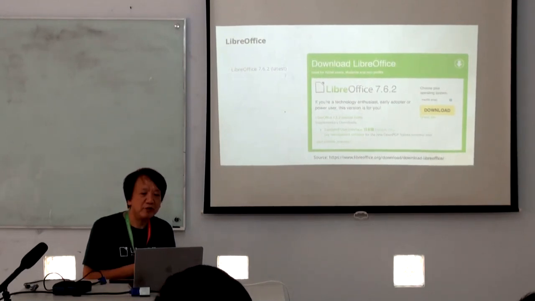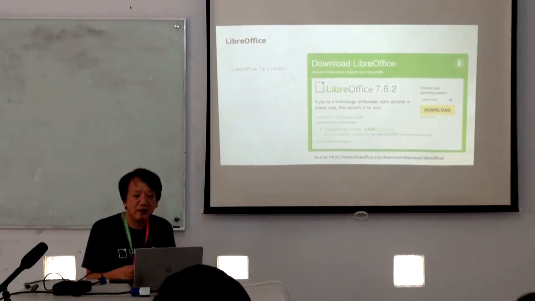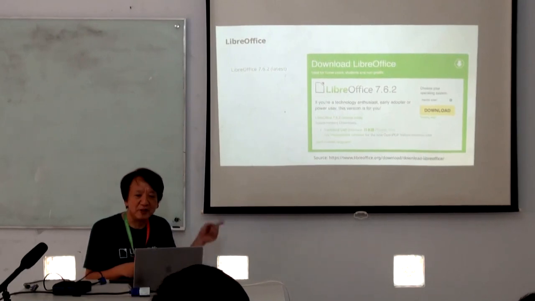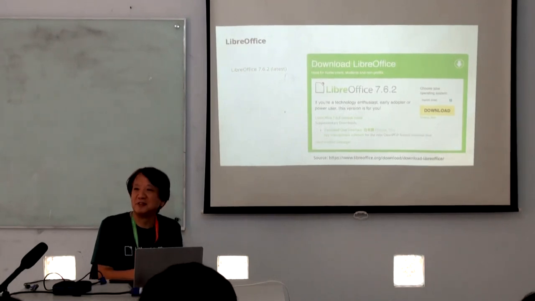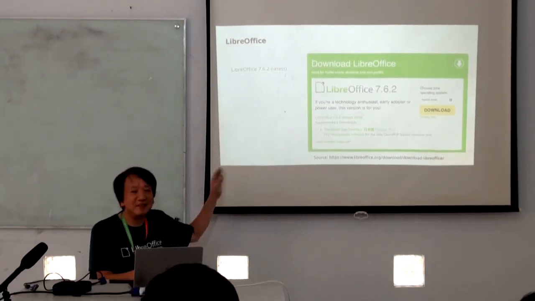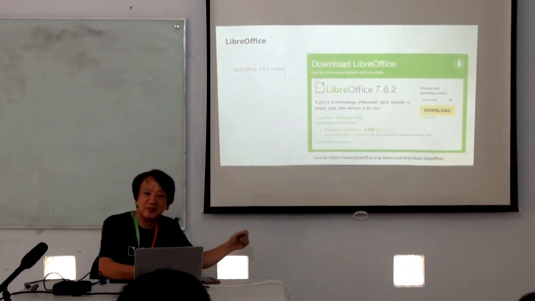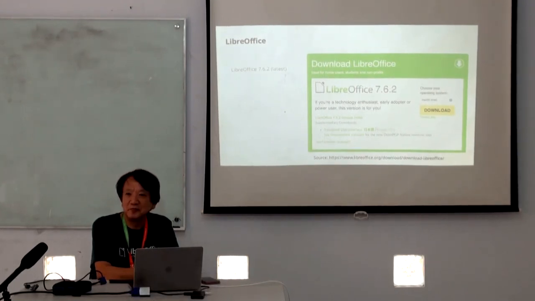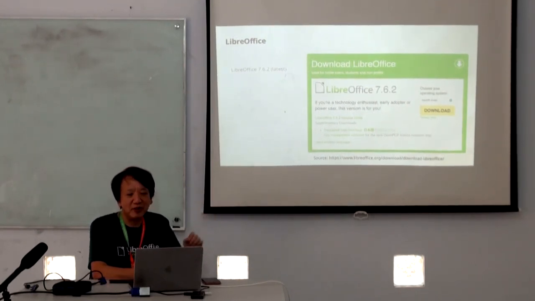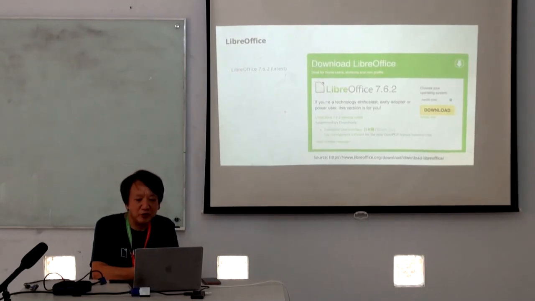Okay, when you use LibreOffice, you can download here. The latest version is 7.6.2. What version do you use? Current version, 7.something? LibreOffice. Five or six? Only 5 or 6. Okay, it's good. The 7.6.2.